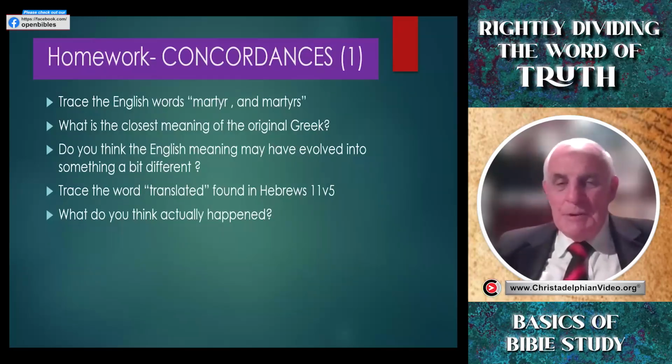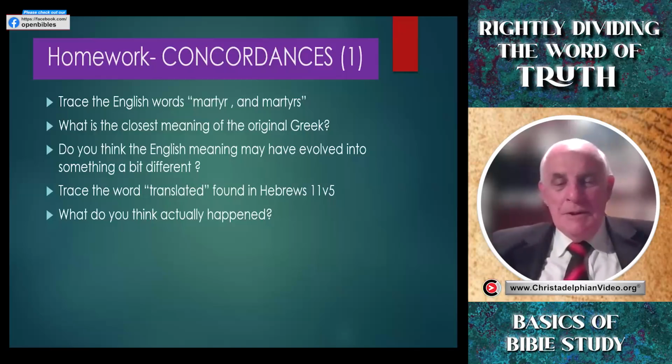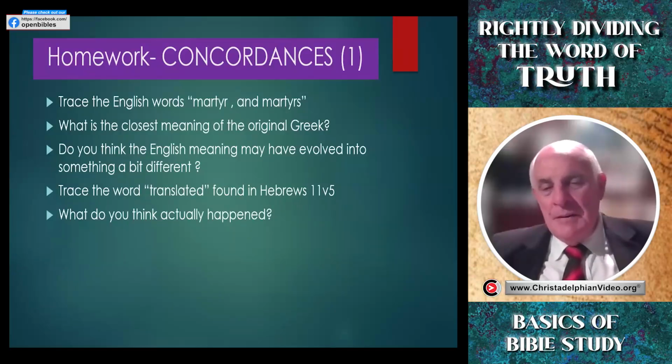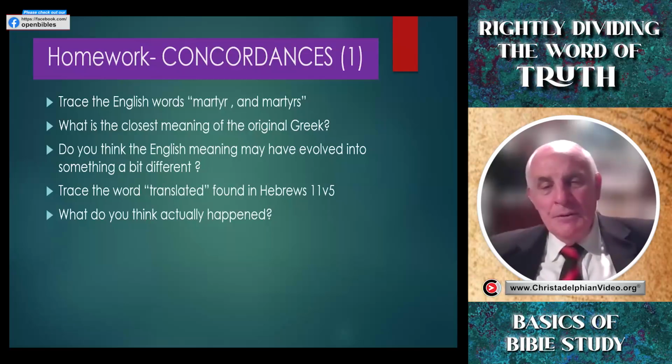The homework for this particular section is the following. So this is something you're to work on privately. We will comment on these things in the next session, just to help you if you found it difficult. But this is the homework for section 1 of Concordances. Trace the English words martyr or martyrs in the New Testament. Find the occurrences of them and look at the meaning of the word. What is the closest meaning of the original Greek for the word martyr?